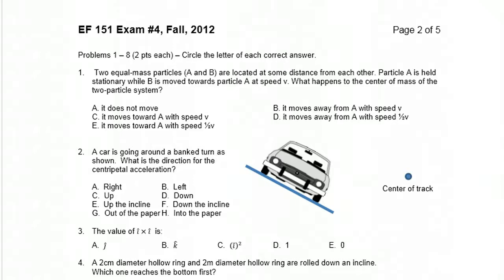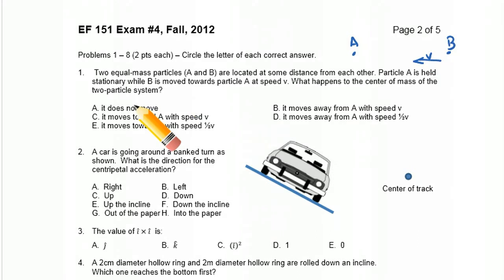Okay, let's look at the concept questions from the fourth exam of fall 2012 and work through these pretty quickly. The first one: two equal mass particles are located some distance from each other. So let's draw a picture just as we try and visualize this. So we have A and B. Particle A is held stationary while particle B moves towards particle A at speed v.